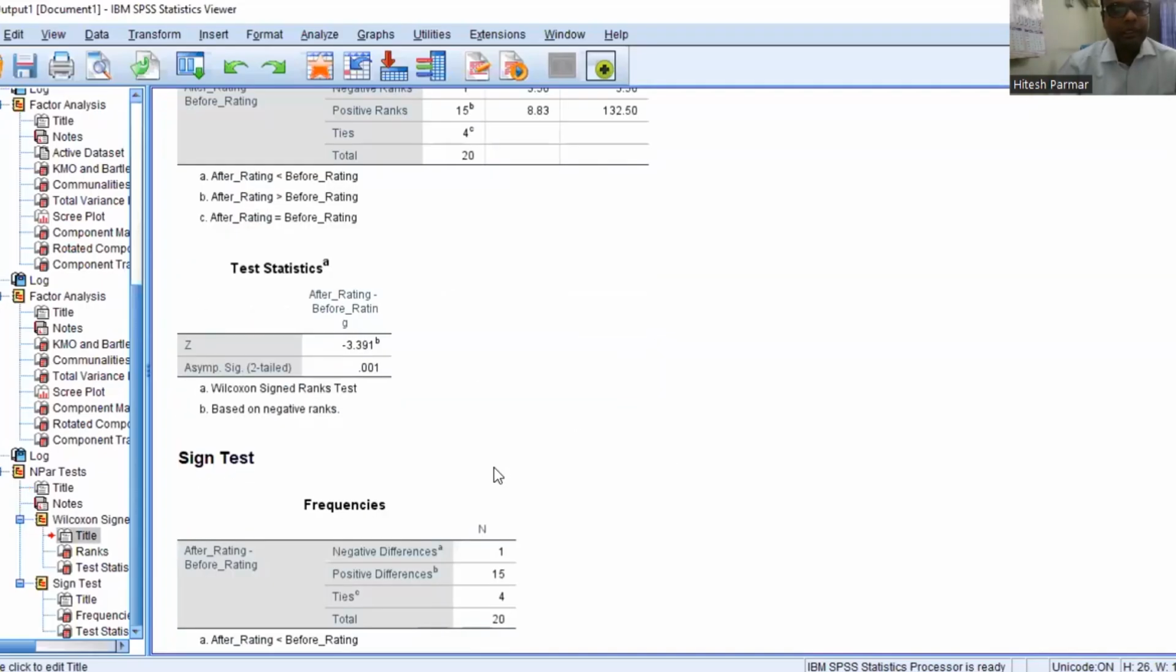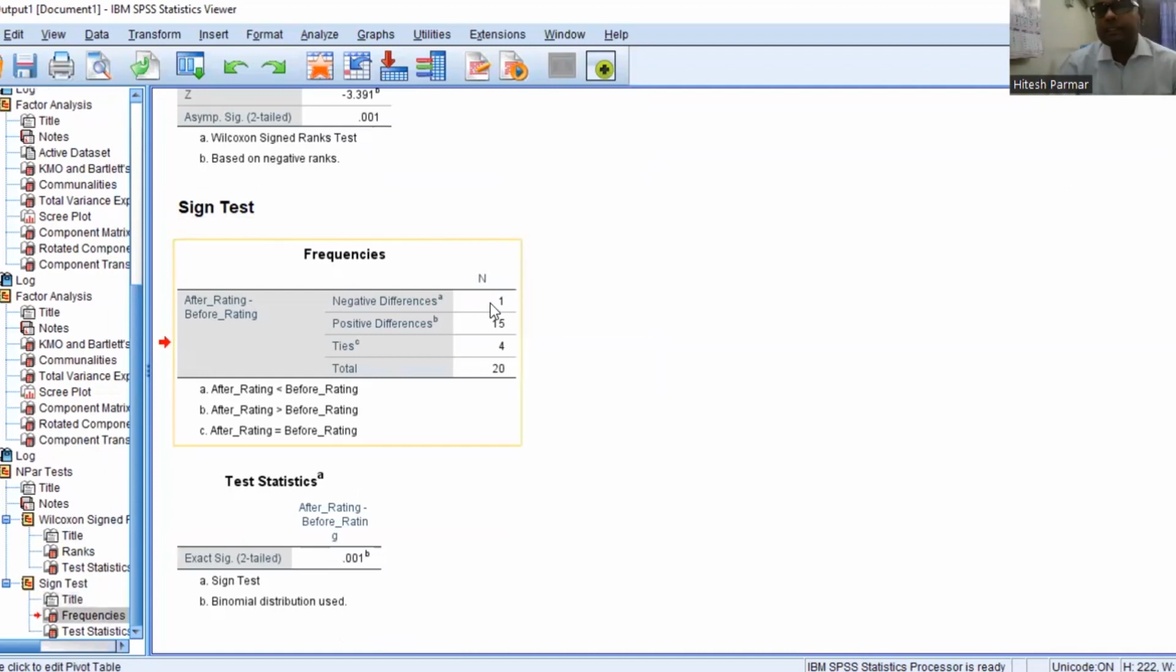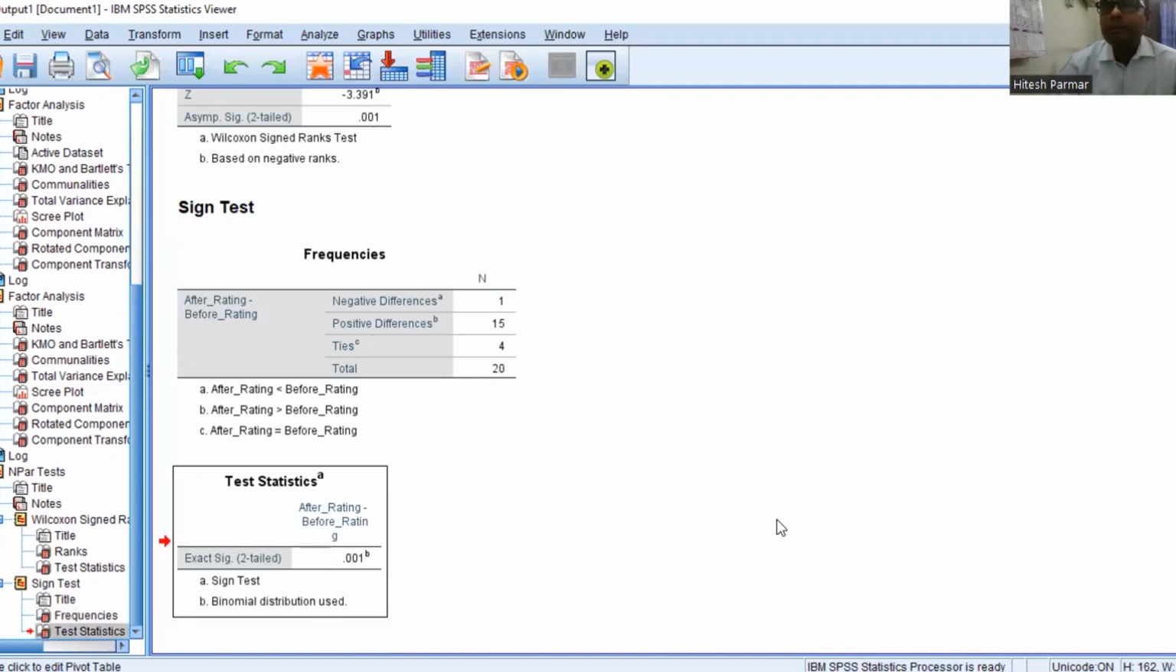The first result, let us interpret for the sign test. As we were discussing, the negative difference is 1, positive differences are 15, ties are 4, and the total is 20. We didn't have a p-value, so now the software has given a p-value of 0.001. 0.001 means you can reject your null hypothesis.